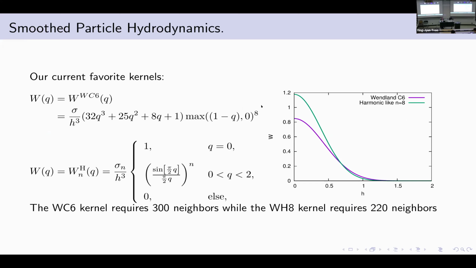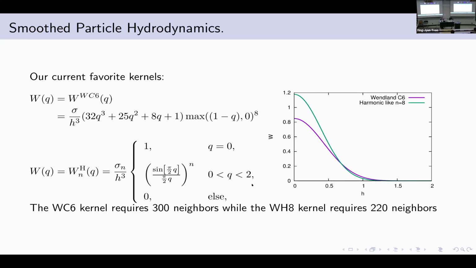So here are two of the favorite kernels we're currently using. One is called the Wendland C6 kernel. This is a weird function, but as you can see, it's plotted here. The volume of the kernel, when you integrate over the sphere until it goes to 0, is 1. And the green one is these harmonic-like kernels that actually have values larger than 1 at the location of the particle it's associated with.